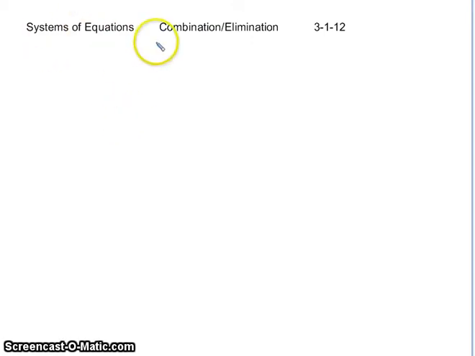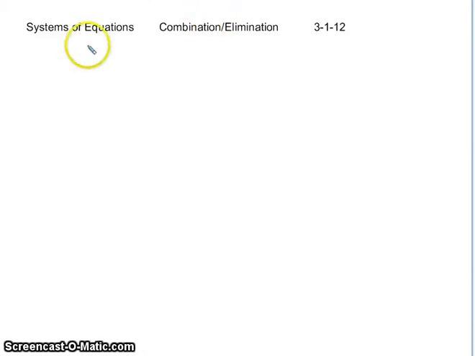We are talking about systems of equations again, and we are still talking about combination elimination. And today is March 1st, so it would be wonderful if you would put all of that on your paper.